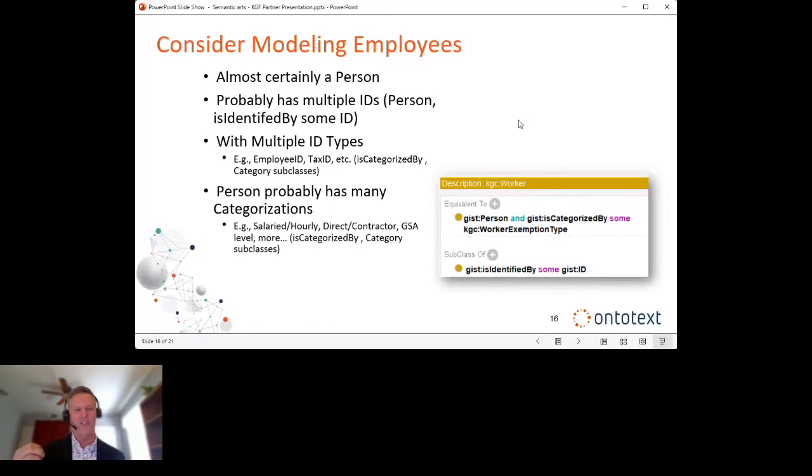And then the goal here is that when you extend something, our recommendation is to take a class that has already been pretty rigorous and explain how your class is different. Well, it's a person and it's categorized by a worker exemption type. Not all people in the world have a worker exemption type. My kid doesn't have it, but some people do. So that's what makes a worker a specialization of just any person.